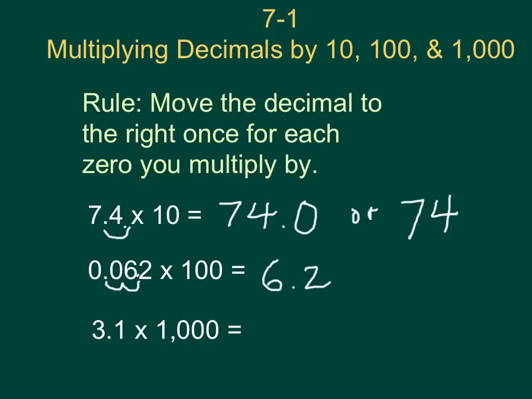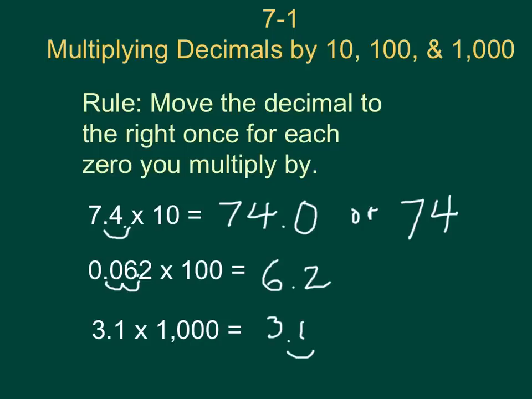Now we're on to our third and final example, and that is 3 and 1/10 times 1000. So again, we look at the zeros. We have 1, 2, 3 zeros, which means we're going to be moving our decimal over 1, 2, 3 places, but you'll notice we run out of numbers or digits.